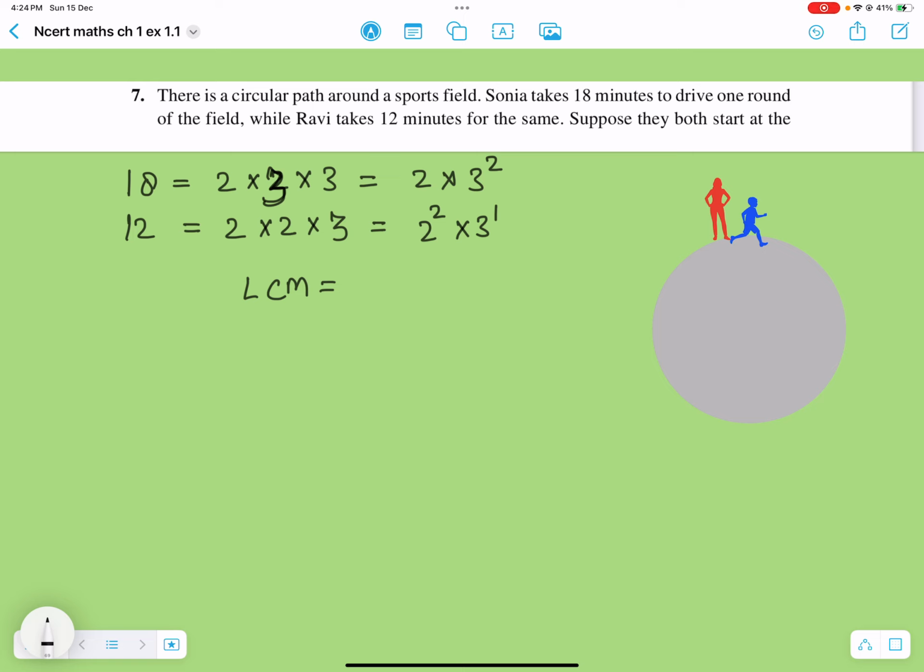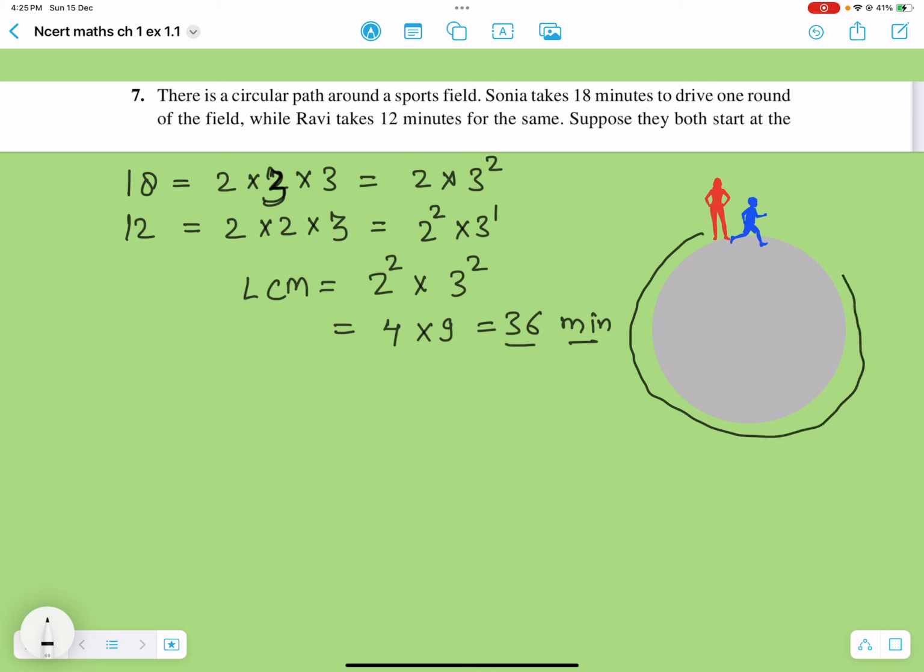Come on. To calculate the LCM, you write down the unique factors and then you put the highest powers. So the highest powers give 4 multiply 9, which is 36. So after 36 minutes, they will meet at one point. 36 minutes means once Sonia completes 2 circles, that's where Ravi will meet Sonia. Right? So that actually concludes exercise 1.1.